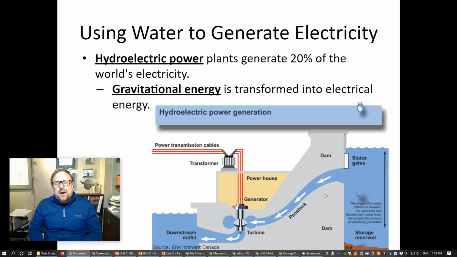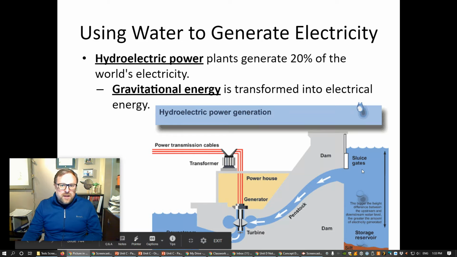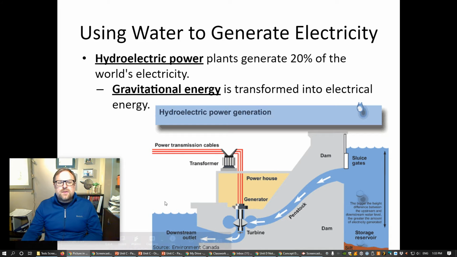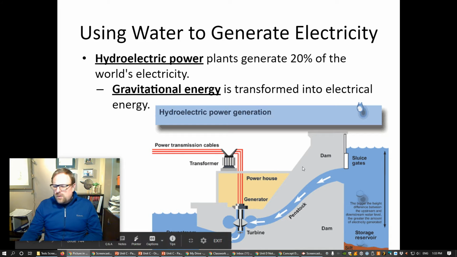Obviously, the disadvantage of one of these dams is that it backs up water on the upstream side, and it can flood an area, and that's what happens when you build one of those dams. And it tends to reduce the flow downstream. Tends to, but not always, depending on the time of year. Okay, I hope that makes sense to you.